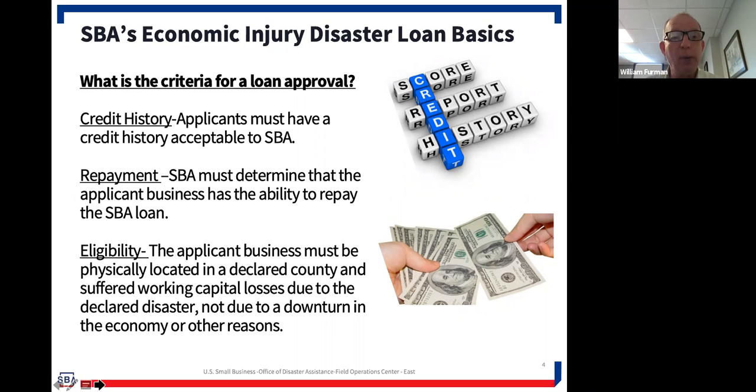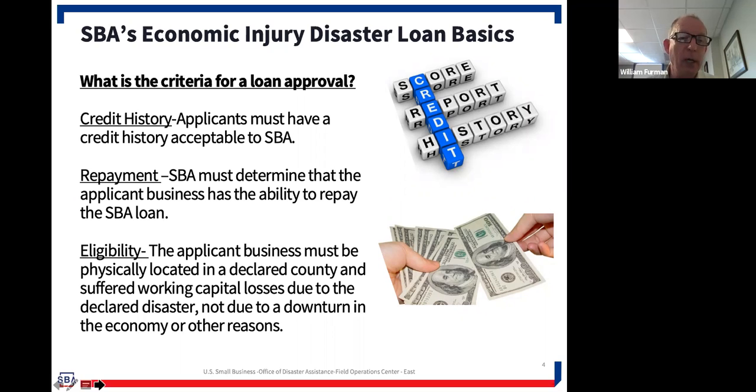Now, if you have a workout plan, SBA can use that, and you can receive approval as far as credit history goes if you have that workaround. The other big issue is child support. If you are behind on child support, that is going to get you a rejection for credit history. If you have a payment plan to correct that past due amount, then SBA can work with that, and you would be approved. So those are two of the big hurdles on credit history that you need to meet.